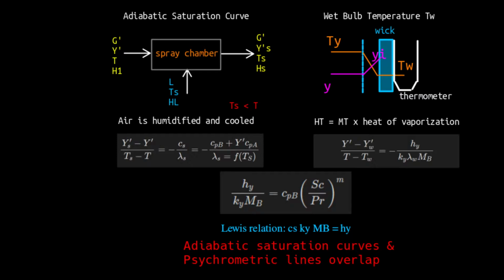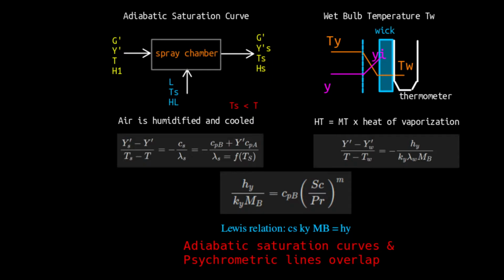From heat and mass transfer analogy, we know that Hy by Ky into Mb is equal to Cp or Cb into Sc by Pr to the power m. For the air-water system, normally Cs is approximately equal to Cpb or simply Cb, and Sc by Pr, which is the Lewis number, is approximately 1. Thus, the Lewis relation, Hy by Ky into Mb approximately equal to Cs, holds true. And so, lucky for us, saturation and psychrometric lines overlap, as we can observe by comparing the slopes of these two lines.